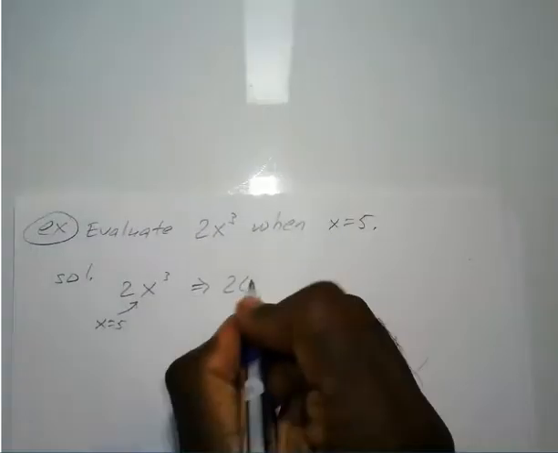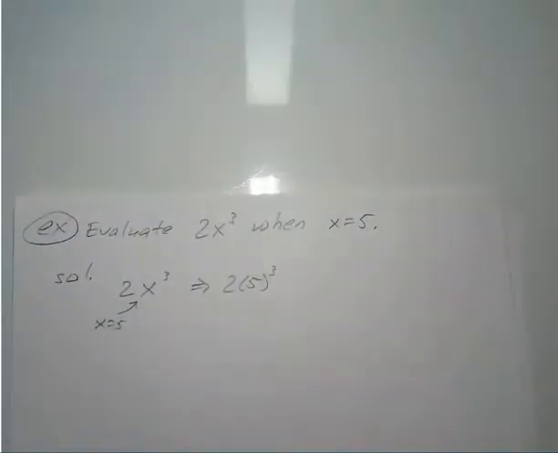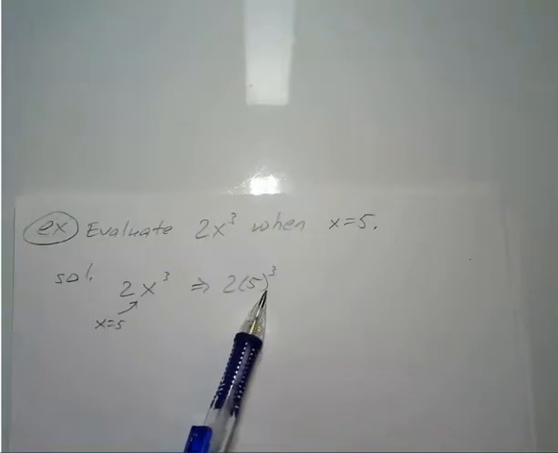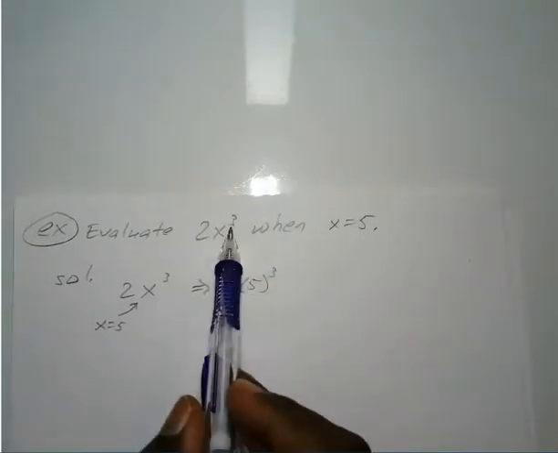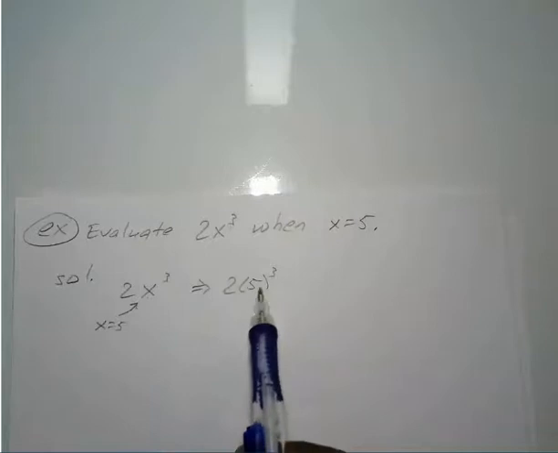Okay, so 2 times 5 to the third power. All we did was replace the x with the 5. Now that third power only applies to the 5. It doesn't apply to the 2. That exponent only applies to the number to its immediate left. So in this case, it's just the 5.